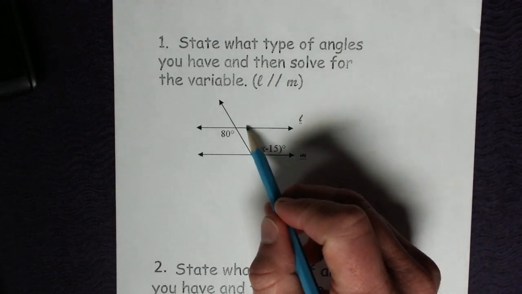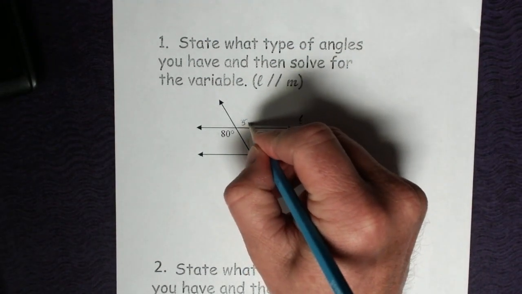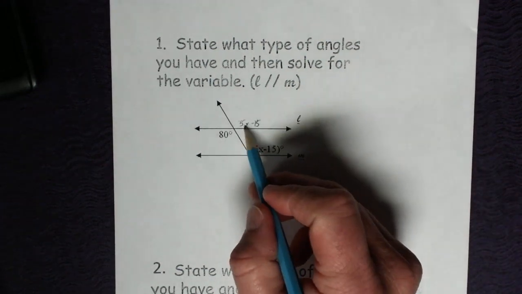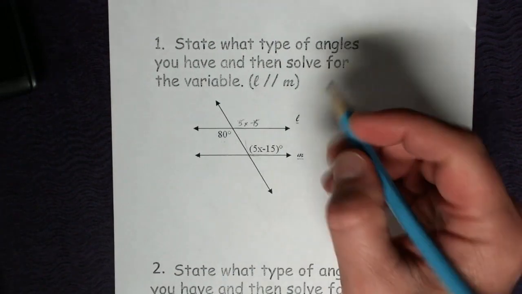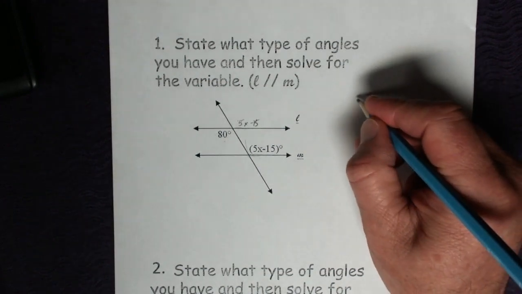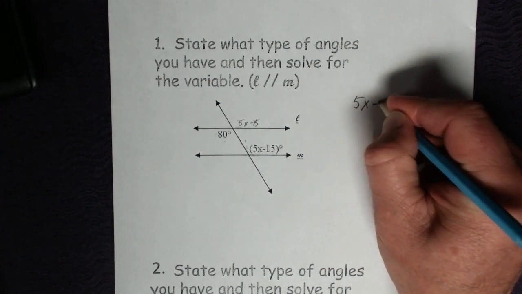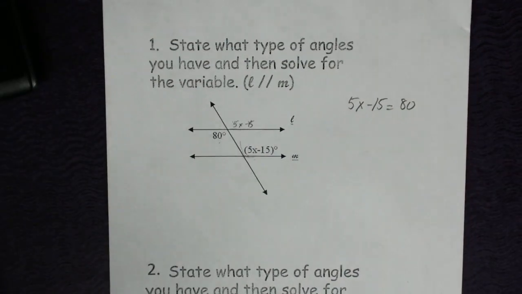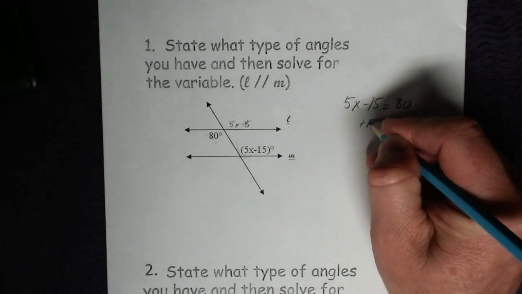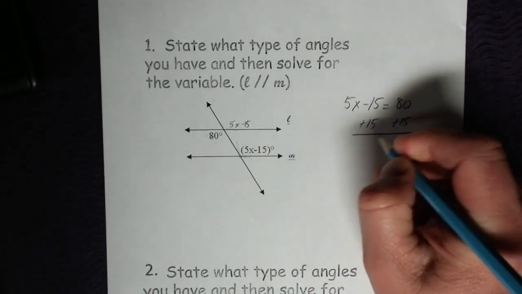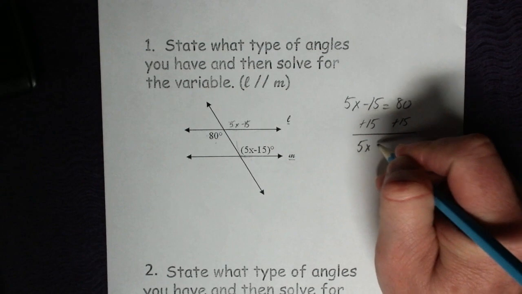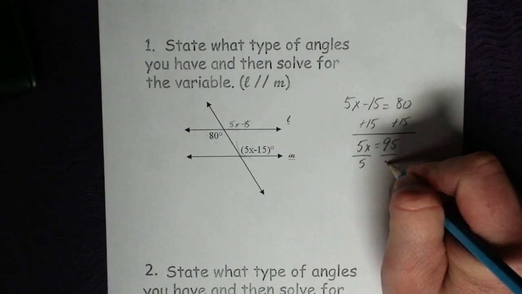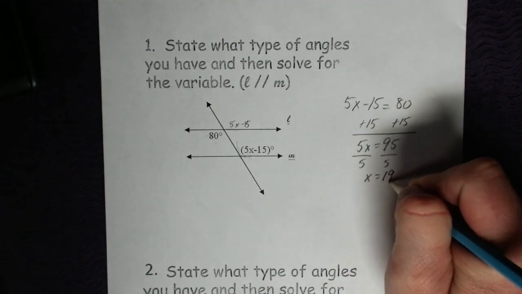Now, if you put that 5x minus 15 with that angle, now you have vertical angles here. Vertical angles are equal to each other, so I'm going to take my 5x minus 15 and set it equal to 80 and just solve for x like we have been. We'll add 15 to both sides. I'm going to have 5x equals 95, divide by 5, and x is going to equal 19.